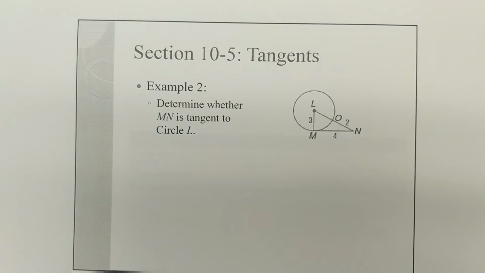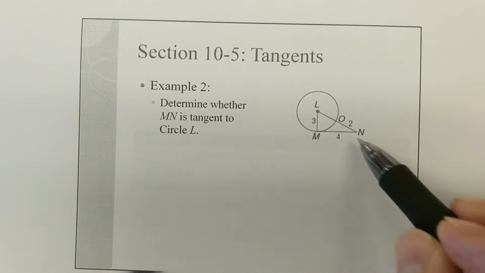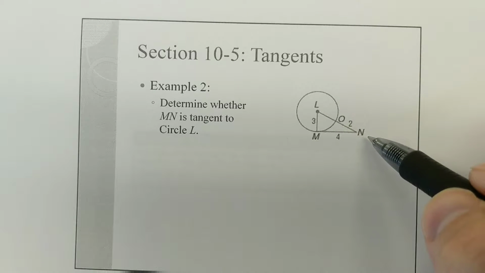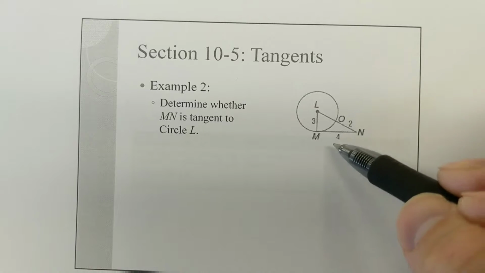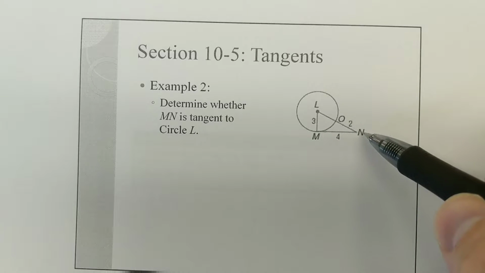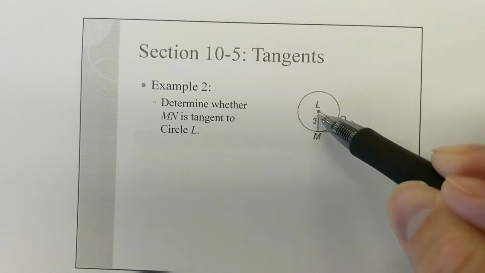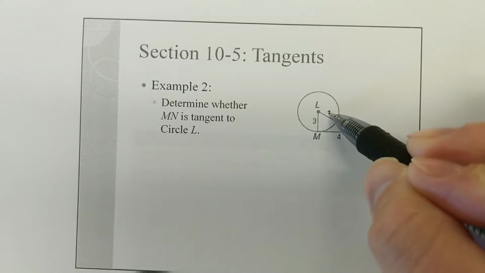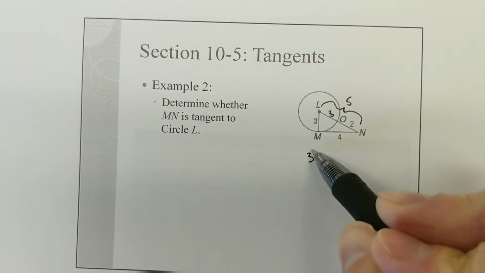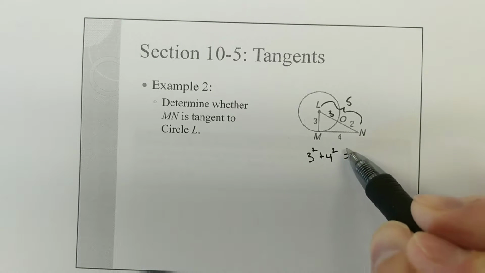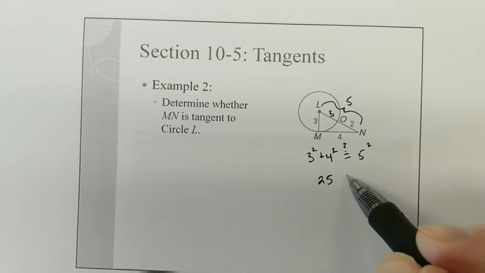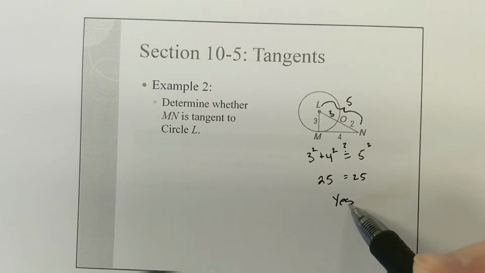Okay, so example 2: determine whether MN is tangent to circle L. If it's tangent, that means this triangle, LMN, is a right triangle. So I need to check Pythagoras once again to see if it's a right triangle. For this one, you do not know the full length of LN, you only know ON. However, L to M is 3, which means L to O is also 3, because they're both radii. And that means that is 5. So leg squared plus leg squared, is that equal to the hypotenuse squared? Well, we already know that that's 25, and that's 25, so yes.